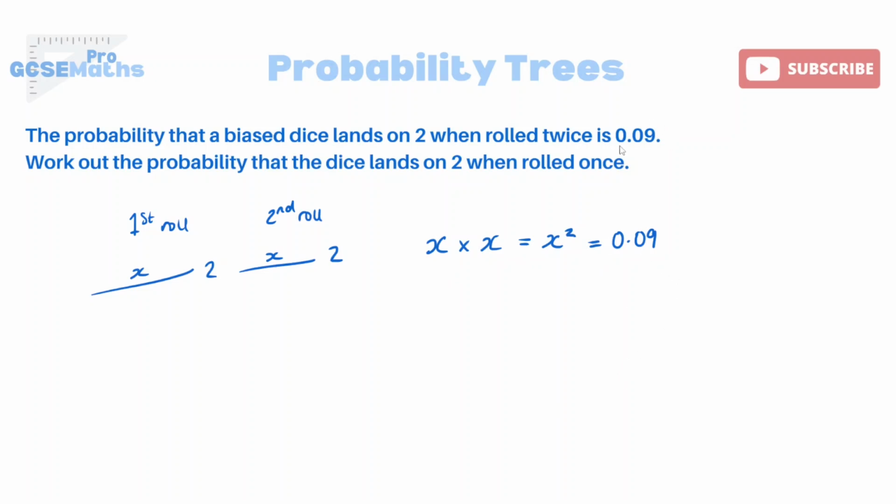So I'm not going to halve this, I'm not going to divide it by 2, because it wasn't probability times by 2, was it? It was probability multiplied by itself. So to reverse that, I go, well, if x squared is 0.09, what is just x? And you can obviously just square root this in your calculator. So square root both sides of that equation, we get 0.3. So that's the probability of landing on a 2, just generally, just once. Or each time it's 0.3, isn't it?